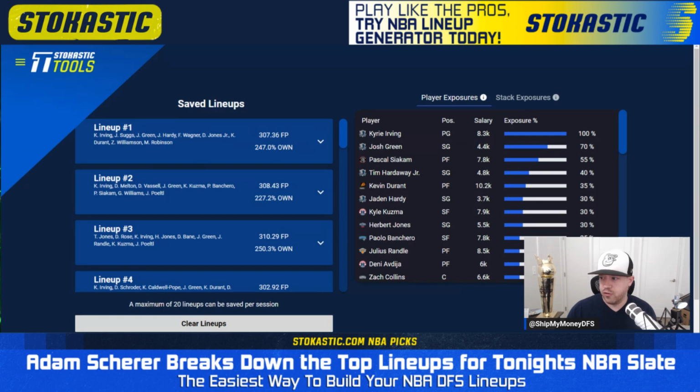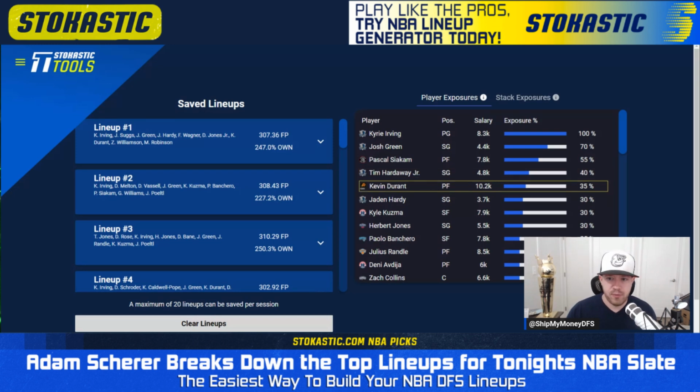Josh Green at 4,400, showing up in 70% of our lineups. He is projected for 34% ownership. Pascal Siakam at a cheap $7,800 price tag, showing up 55%. Tim Hardaway Jr. also very inexpensive at $4,800, showing up in 40% of lineups. He is questionable, so we need to keep an eye on that.